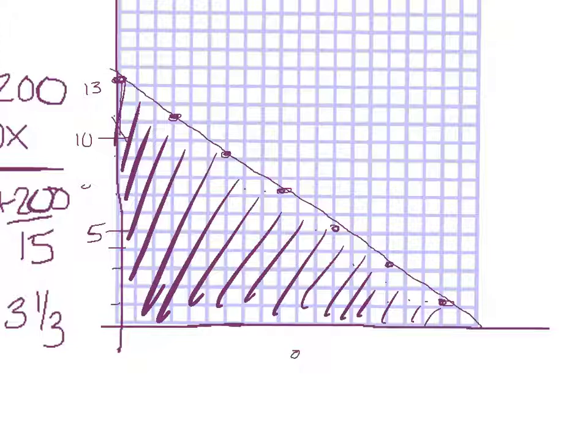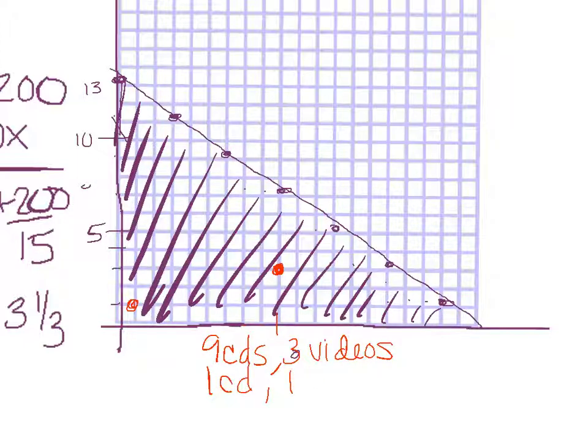Now, the rest of the problem said to give 3 real-life examples. So, anything in the shaded area is an example. So here I have a point right there. This is x is 1, 2, 3, 4, 5, 6, 7, 8, 9. So 9 CDs and 3 videos. Okay, where else can I put one? I could put one right here. I get 1 CD and 1 video. I could put one right here where I get 0 CDs and 10 videos.